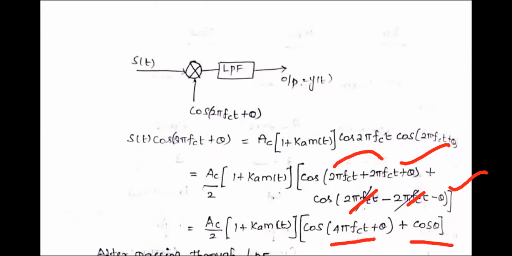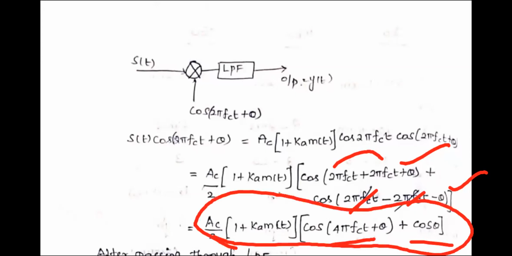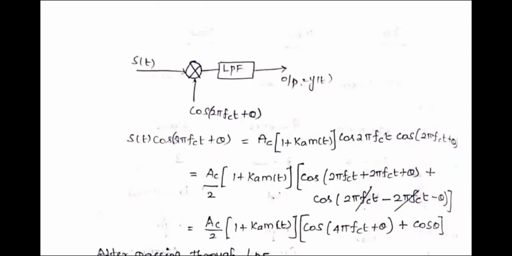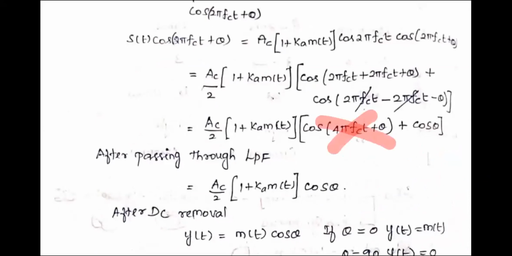Now what happens? You pass this through a low pass filter. This portion has a very high frequency because of cos of 4 pi fct, so it will be removed by the low pass filter. Then what will be the remaining component? After removing this, you will have the component Ac by 2 (1 plus k m of t), and also you will have cos theta.